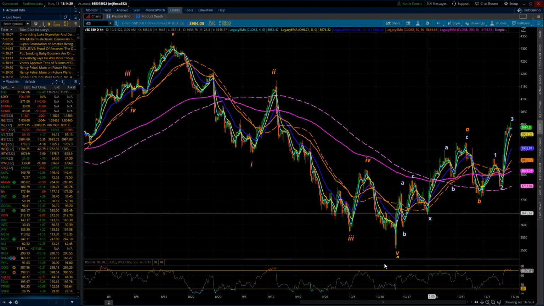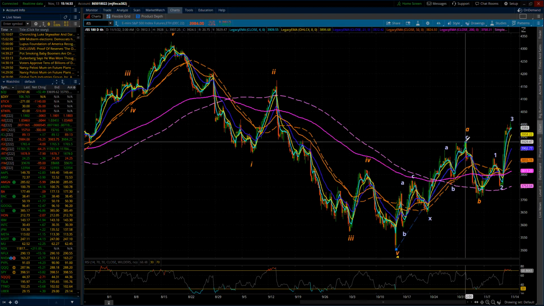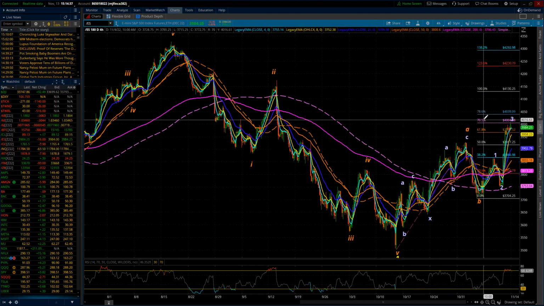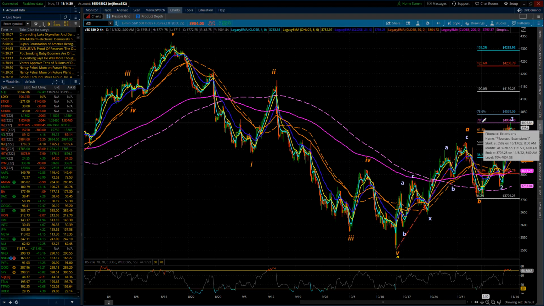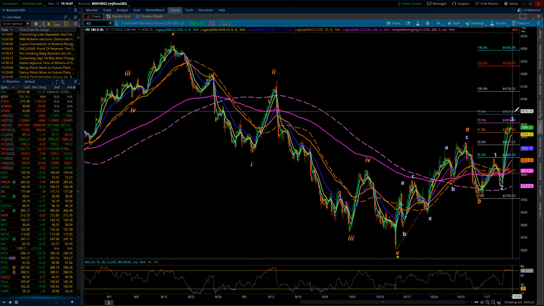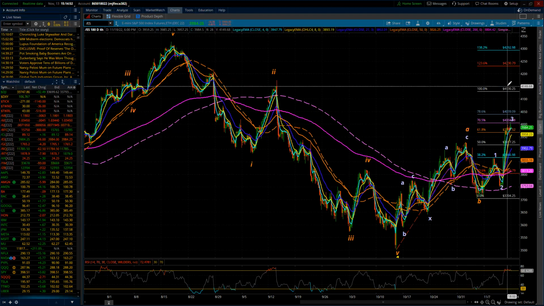So back here, let's take a peek. I'm going to go there, to there, to there. Now we've got our C wave. So on Friday, we did get above the sweet spot, the 70.5%, and that was at 4,004. Next up is 4,039. Wave C would be equal to wave A at 4,130.